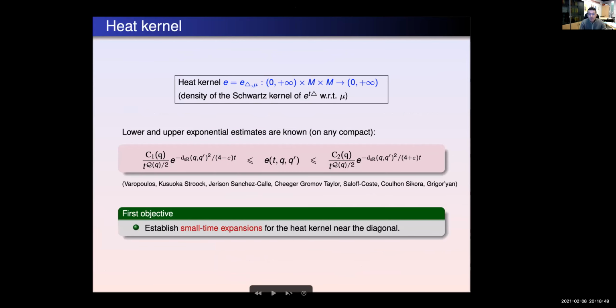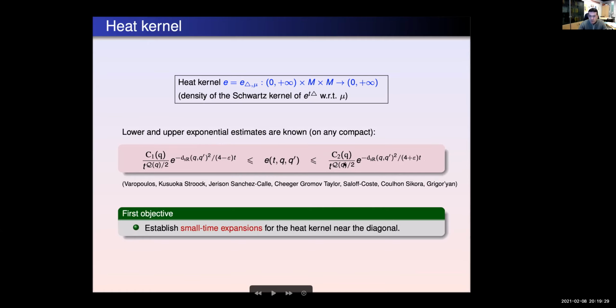What is known? What is already known about that? Many things, of course. Many things are known about the heat kernel. In particular, lower and upper exponential estimates are well known, so with a double inequality and up to constants, the heat kernel taken at time t and for two points q and q prime is always estimated by some exponential term, exponential minus the sub-Riemannian distance squared divided by t, and all of that divided by t to the power Q of q divided by 2.